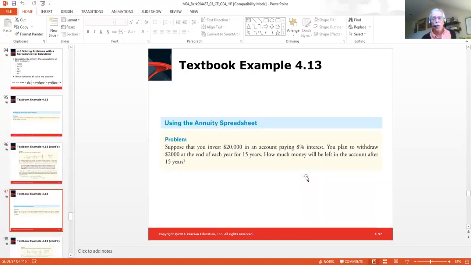This example causes us to determine the value of an annuity. So the word problem reads as follows. Suppose that you invest $20,000 in an account paying 8%. You plan to withdraw $2,000 at the end of every year for 15 years. How much money will you have left in the account after 15 years?